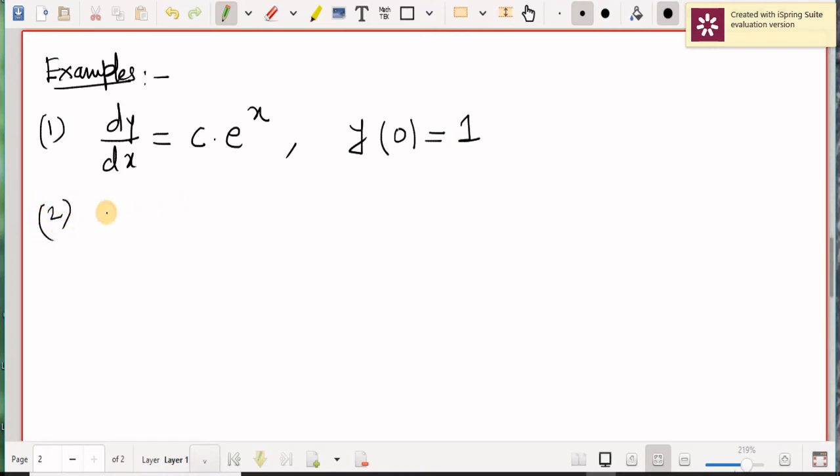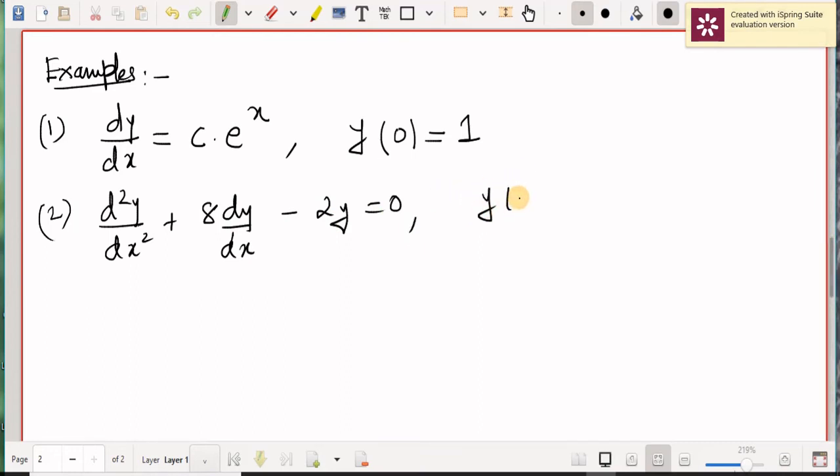Let me take now a second order differential equation, some differential equation along with the initial condition. Let me take y of 0 to be equal to y prime of 0 equal to 1. Okay, now since this is a second order differential equation, we need two initial conditions: the value of y at 0, the value of y at a point, and the value of y prime at the same point.